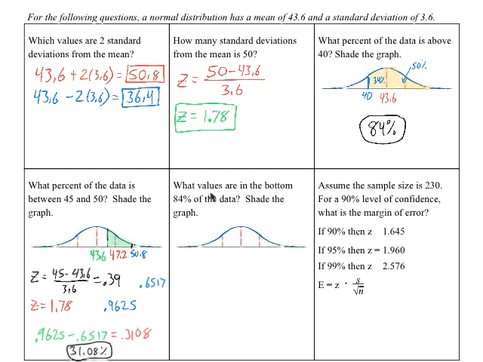So next, what values are in the bottom 84% of the data? Shade the graph. So the bottom 84%. So if we think about that, well, isn't this right here, the bottom 84, wouldn't this right here be 34? Isn't the rest of this 50? So wouldn't below that green line be 84%, the lower 84% of the data?